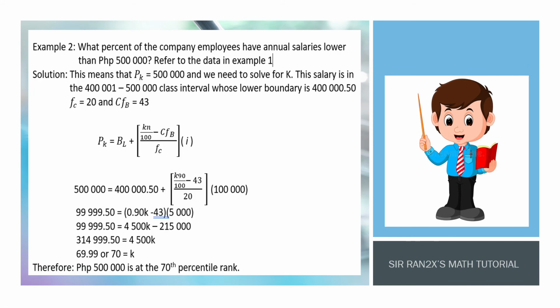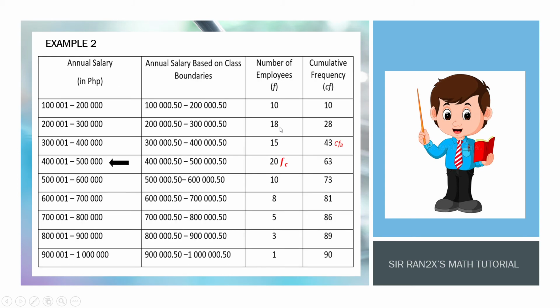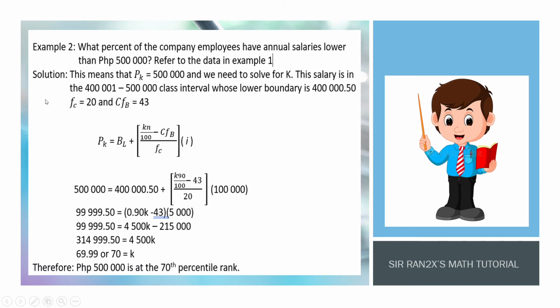Example 2. What percent of the company employees have annual salaries lower than 500,000 pesos? That's Philippine money. We will refer to the data in example 1. Here's the data again. As you check the solution, the P sub k, the percentile you are asked for, is a percentile rank, since you are asked what percent.